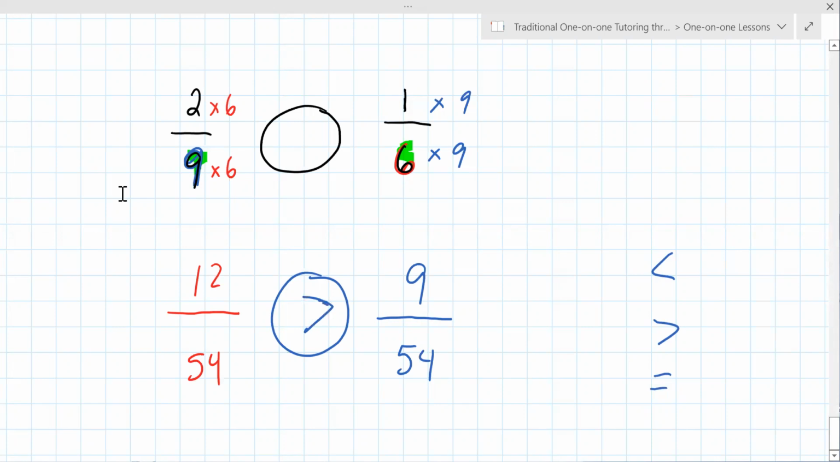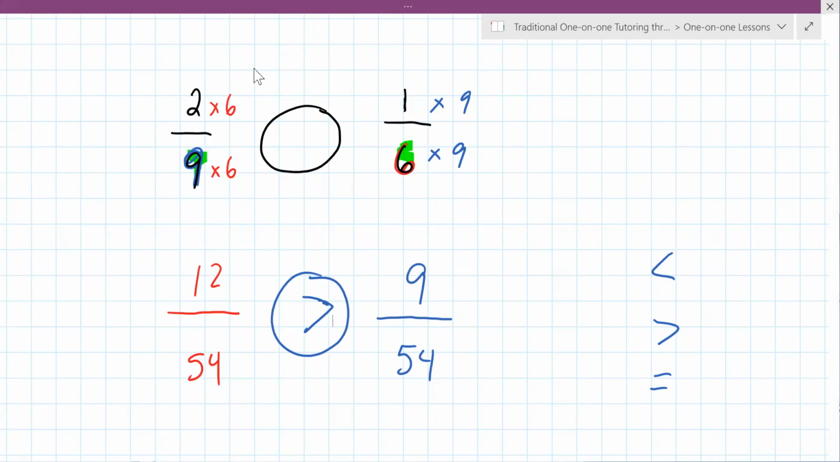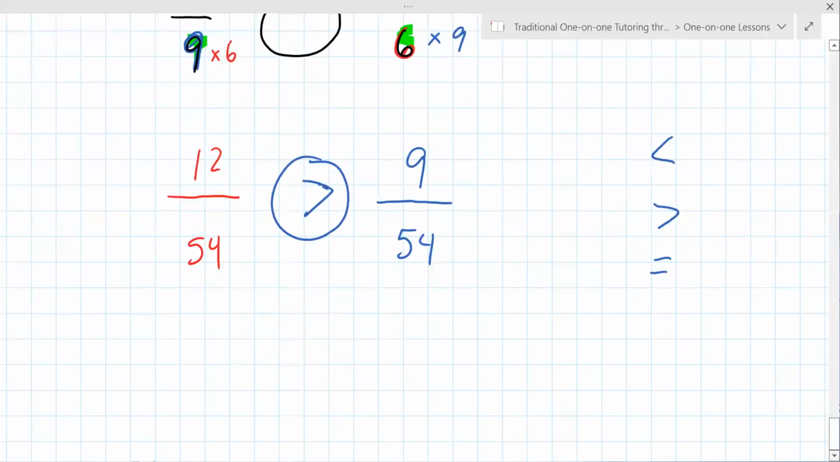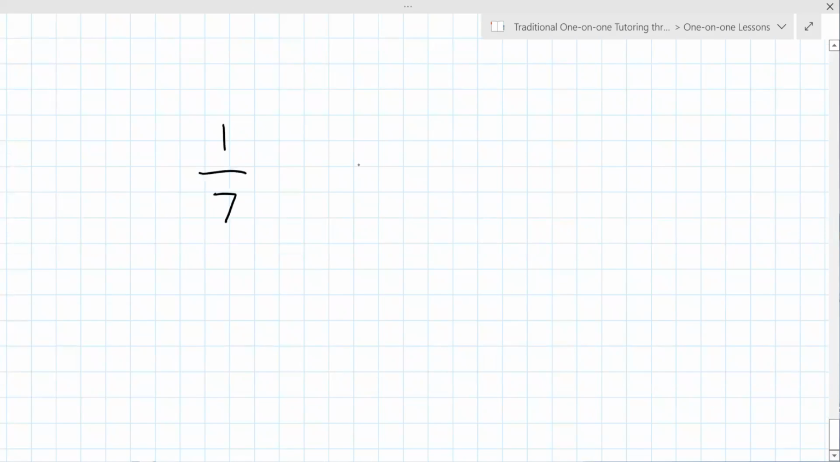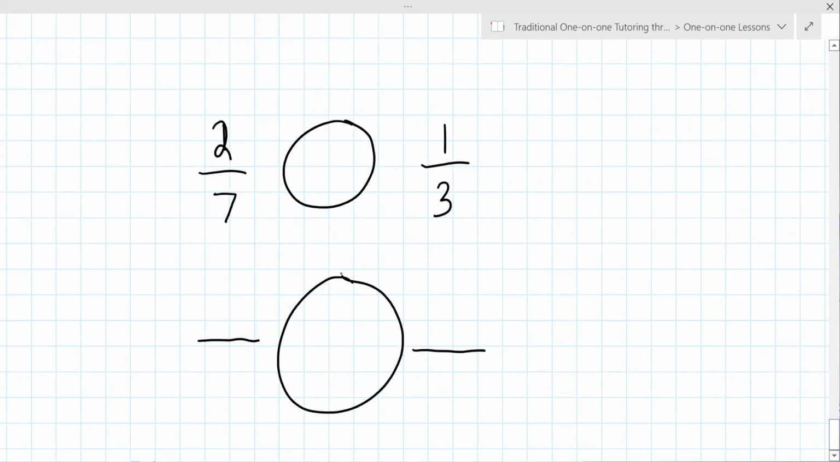Very good. So do you understand that when the bottoms are different, if you can't make the 6 into a 9, you end up multiplying the 9 by the fraction on the other side, and the fraction on the right you multiply by the 9? Okay, so we're going to see that in another problem. Let's take a look. 2/7 and 1/3. You've got to figure out the new fractions for me, please.